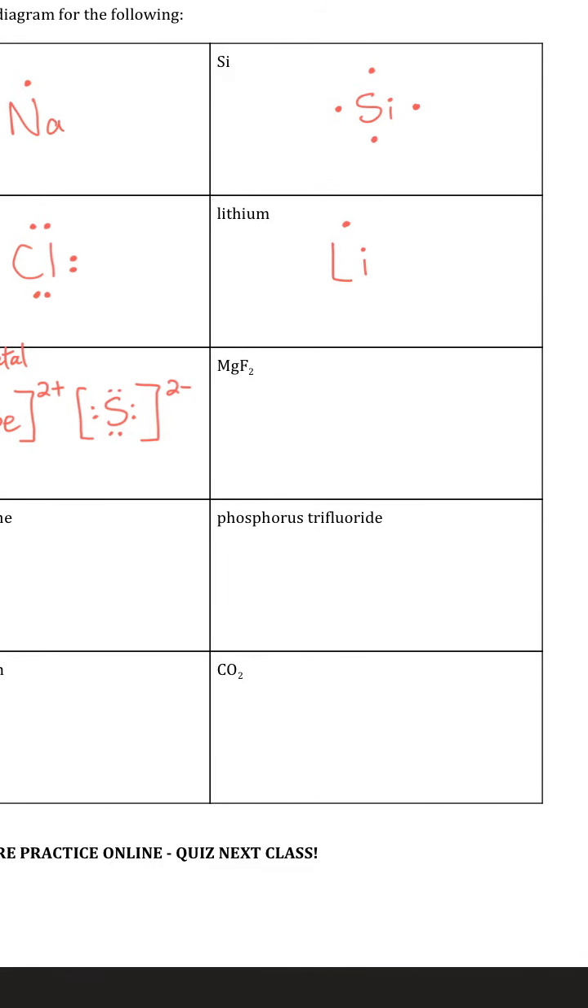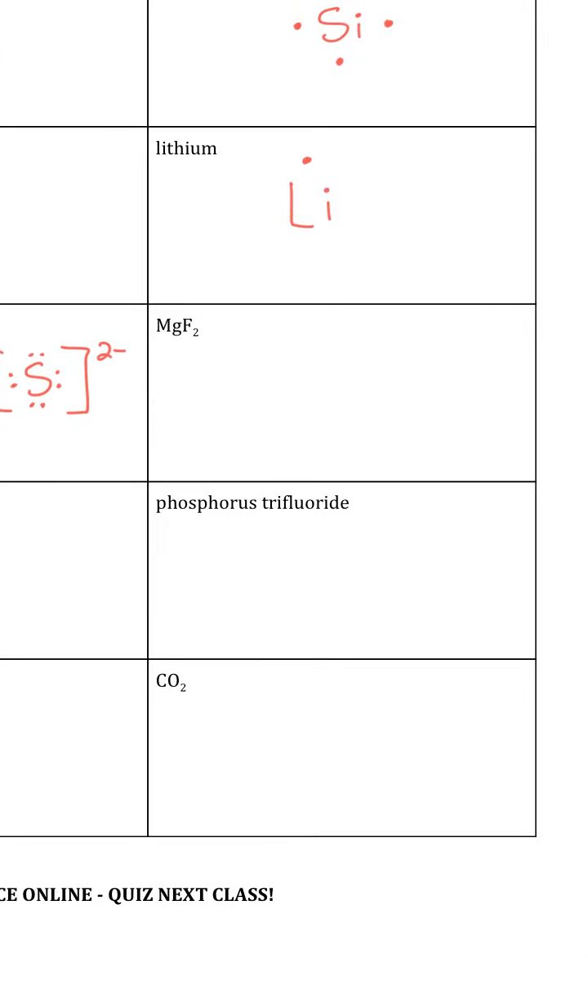Let's take a look at the next one. Magnesium fluoride. Is this an ionic compound or a covalently bonded compound? If you look at the 2 parts, magnesium is a metal, fluorine is a nonmetal. So we have a metal with a nonmetal, so this is an ionic compound. For this ionic compound, again, we're going to put the metal in square brackets and indicate the charge on the outside, 2 plus.